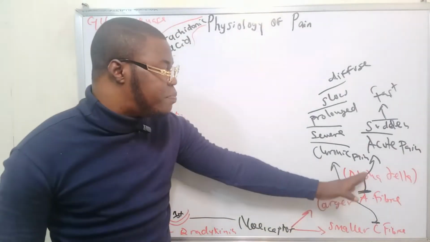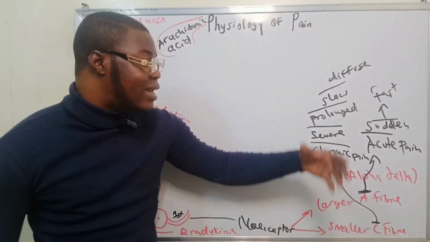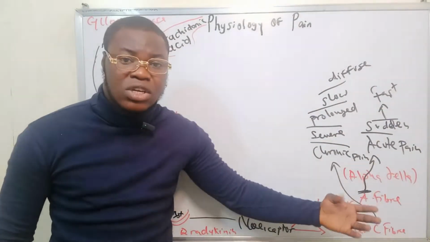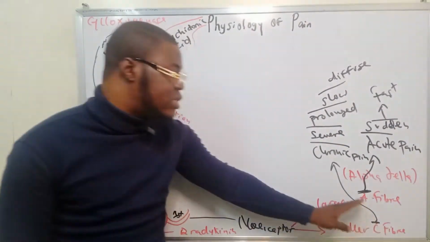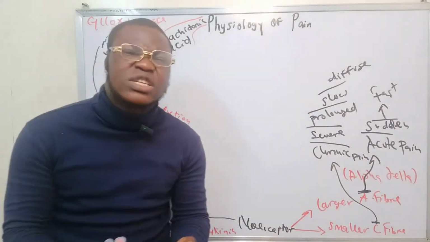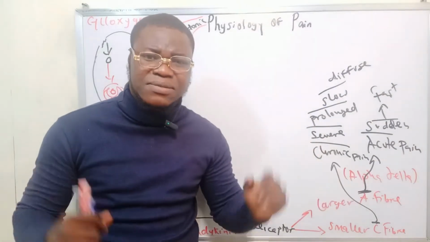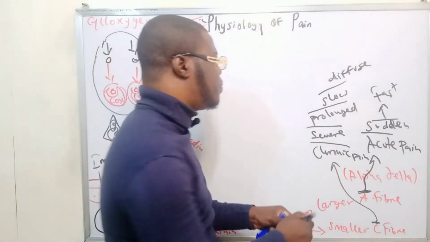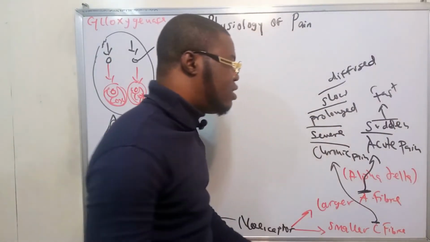So the letter A fibers are responsible for carrying acute pain, so pain that is sharp, sudden, and fast. The smaller C fibers are responsible for carrying chronic pain. This pain that is what? That is severe, prolonged, slow, and what? They are diffused. Now, let me give you an example of chronic pain, just like I did for acute pain.